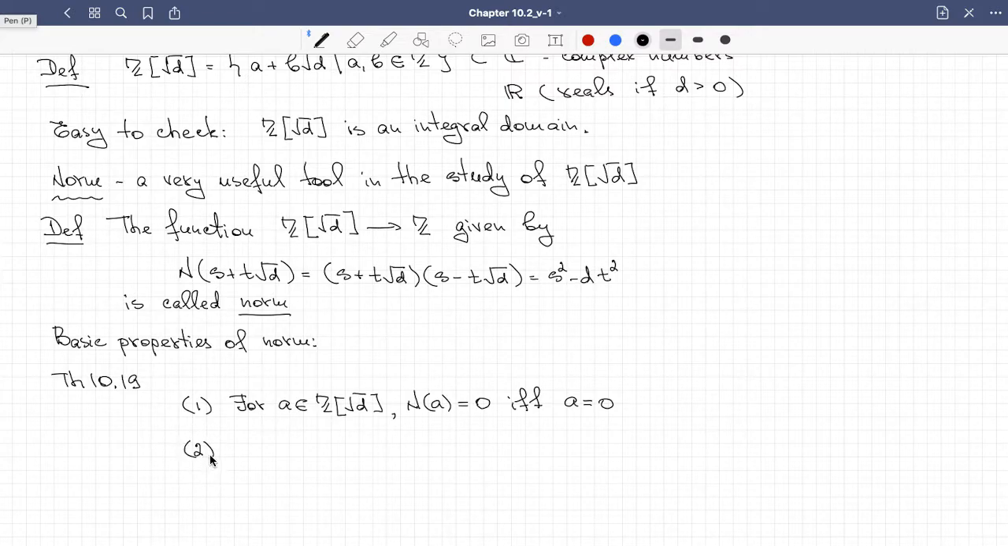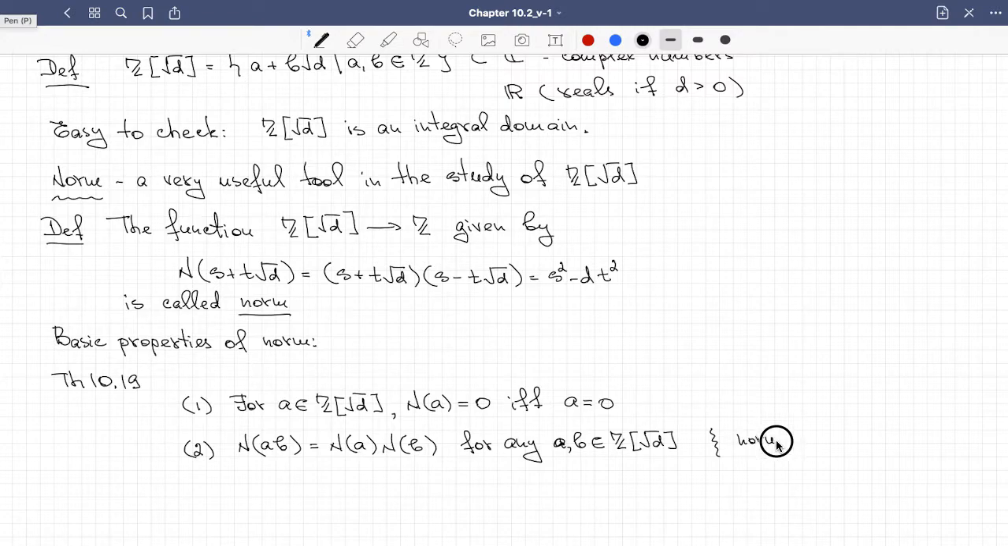And second, the norm is multiplicative. Norm of AB is equal to norm of A times norm of B for any elements A and B in our integral domain. Norm is a multiplicative function.